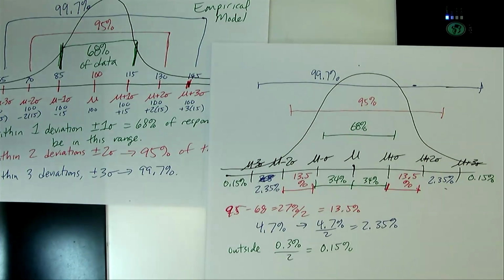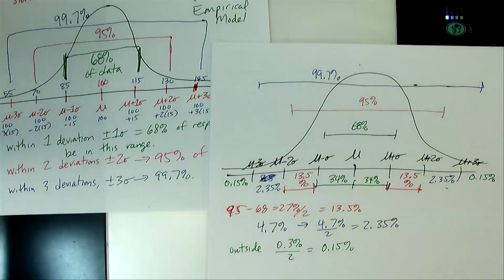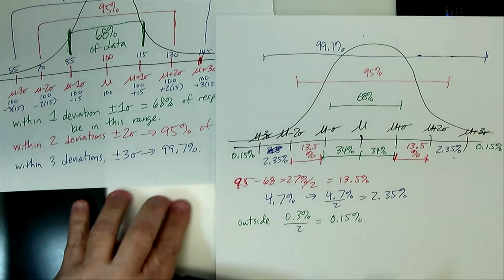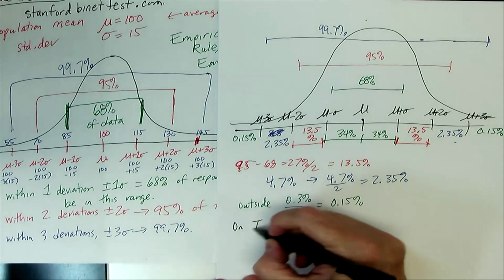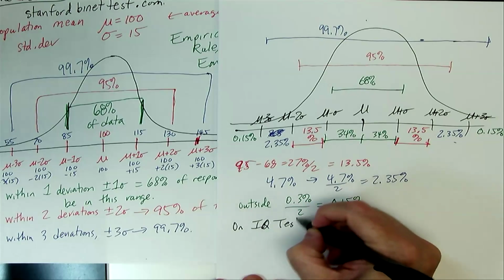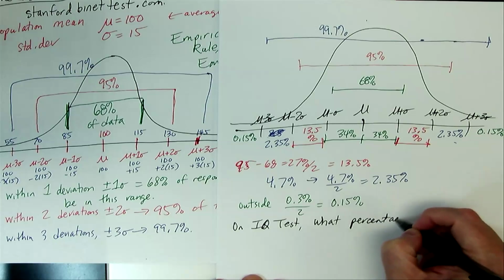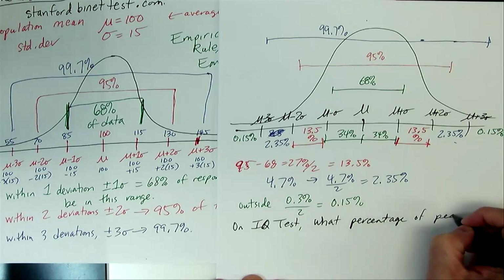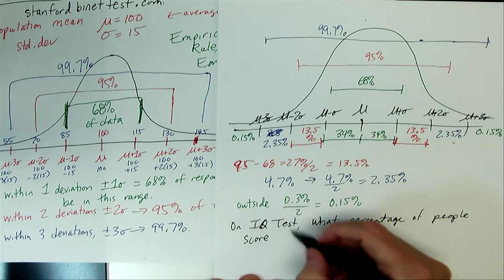The homework and quizzes will ask you questions based on this. They might overlap it with values and say like, what percentage? We'll keep both tables up. On the IQ test, what percentage of people score between 70 and 115?